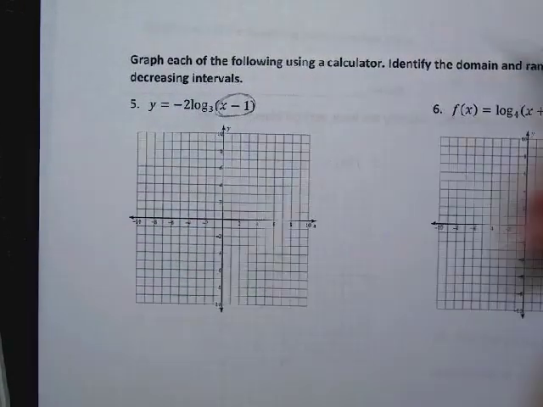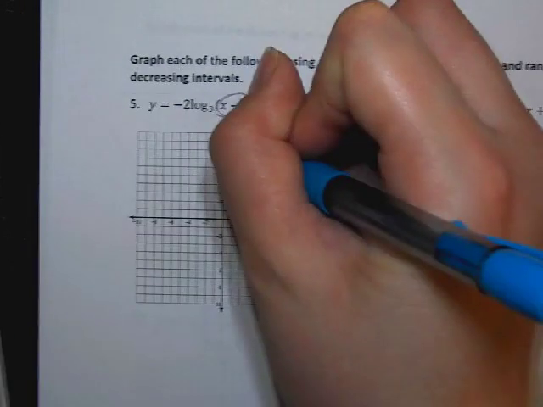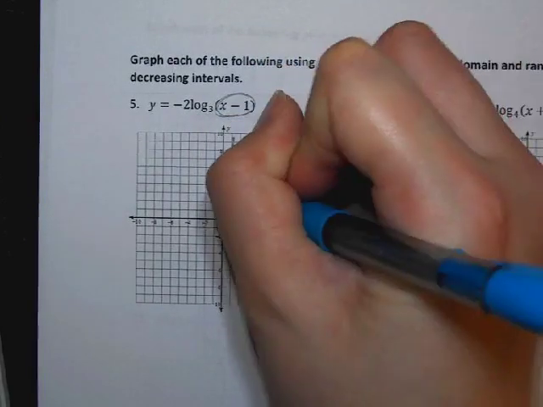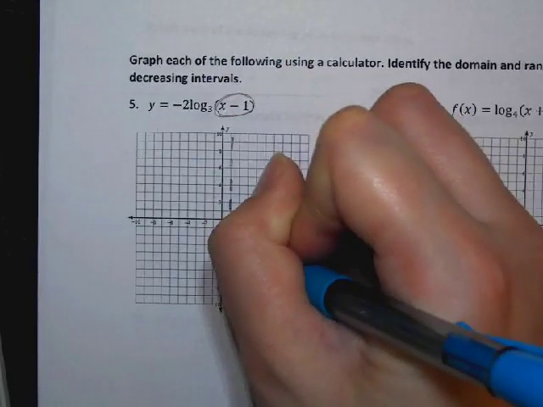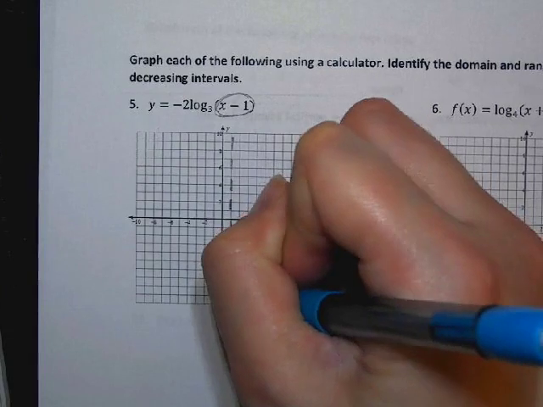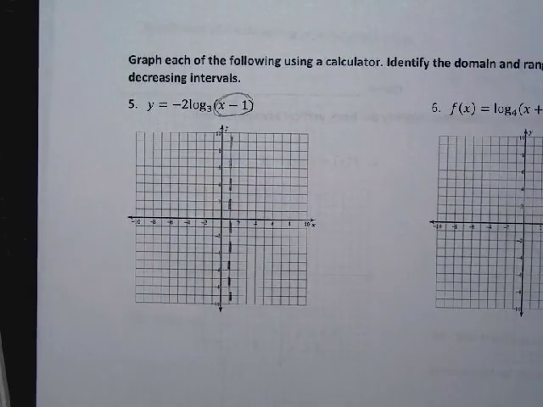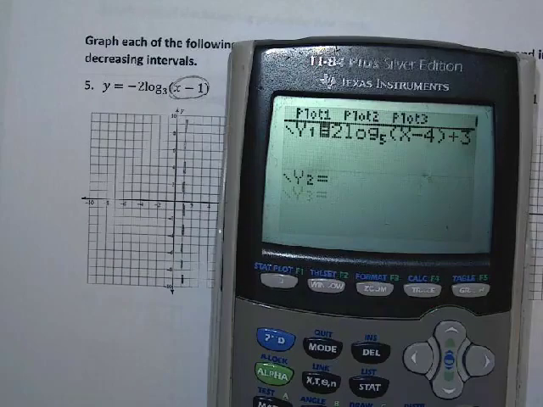Not 0, 1. So the vertical asymptote for a log function comes from the inside. For an exponential function, you have a horizontal asymptote and it comes from the number on the end. So this time we have to keep track of which type of asymptote it has depending on which type of equation it has. All right, so we're going to go ahead and graph this one now.